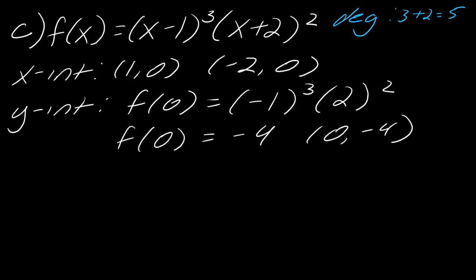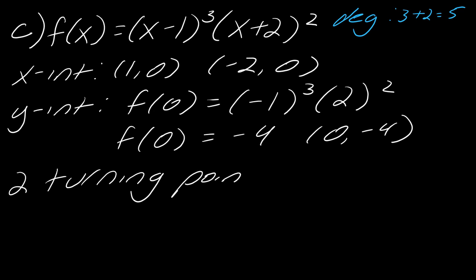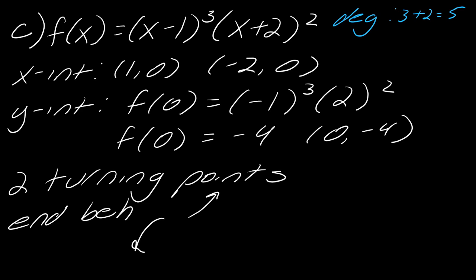Next, the number of turning points that I'm going to have. So I'm really just going to have one turning point in between these two intercepts. So 2 turning points. And then finally, my end behavior. So since this is a degree 5 polynomial and there's no negative in front, my end behavior will look like that. Okay, so let's summarize all this and graph it.